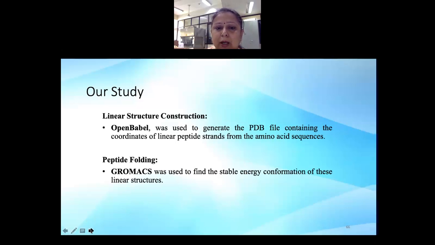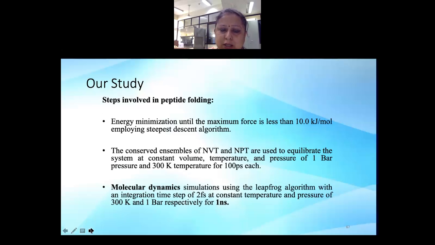So we used OpenBabel to generate the PDB file containing the coordinates of linear peptide strands from the amino acid sequences, and to study peptide folding, GROMACS was used to find the stable energy conformation of these linear structures. Then when we found those stable energy linear structures, we did energy minimization until the maximum force is less than 10 kilojoule per mole, employing the steepest descent algorithm.